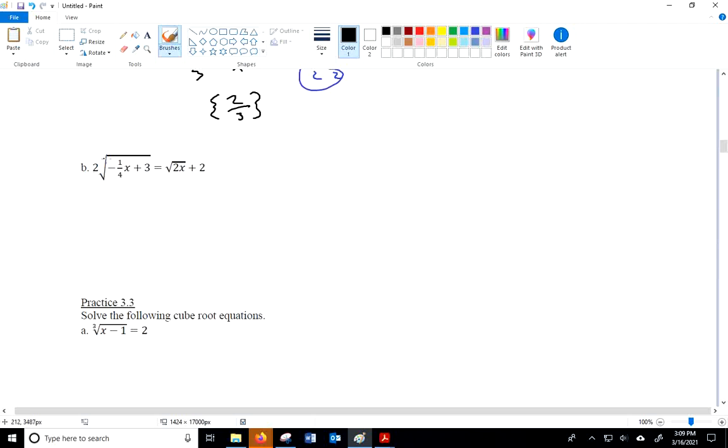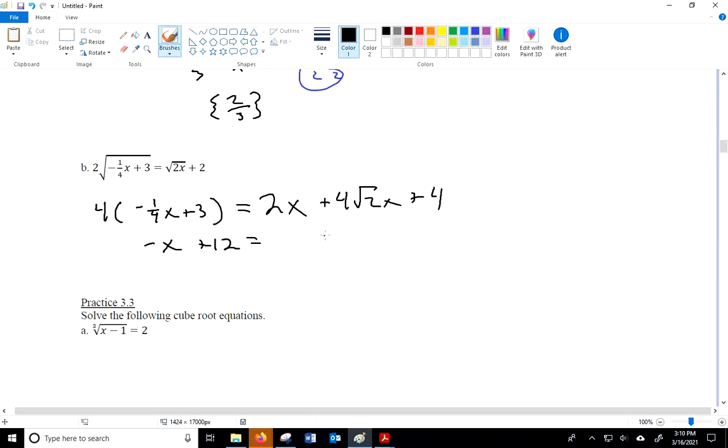Right off the bat, like I said, just square both sides, and 2 squared is 4, and then this radical goes away. I hope you realize, though, that the radical is a grouping symbol. We need to keep these grouped because this whole thing was times 2. On the right-hand side, when I square the square root of 2x, I get just 2x. Then I multiply the 2 together and double it, so it becomes 4 root 2x, and then plus 4. Distributing gives me a negative x plus 12.